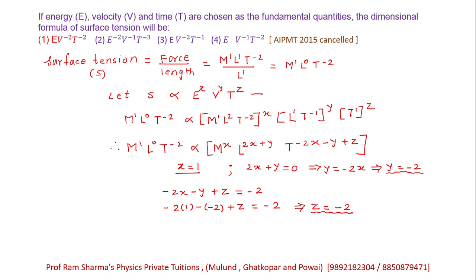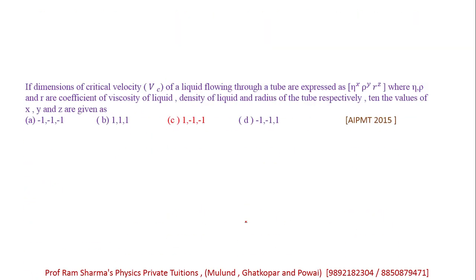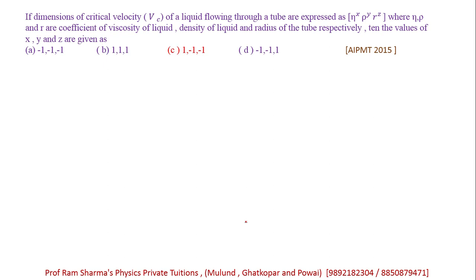Let me substitute these values in equation number 1. When I do that, I will get S is proportional to E to the power 1, V to the power minus 2 and T to the power minus 2. And I think option number 1 matches with the given situation. So that's your answer. Let's move on to AIPMT next exam 2015 once again.